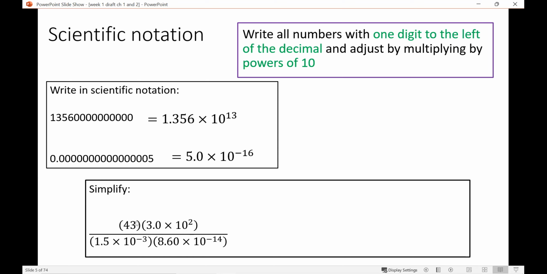All right, so here we have 43 times 3 times 10 to the 2 divided by 1.5 times 10 to the negative third times 8.6 times 10 to the negative 14. So we can regroup our powers of 10 and our regular numbers, and that will help us to just find out that these regular numbers multiplied and divided actually just come out to 1, and then we have our powers of 10. So this is going to be 10 to the 20th.